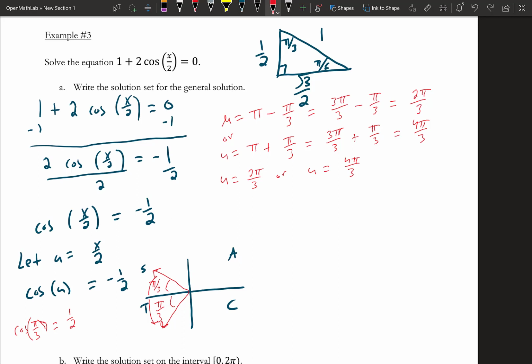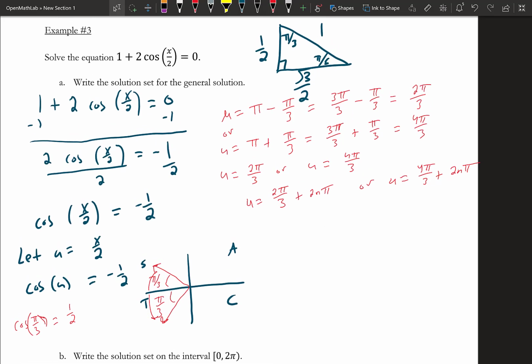So the general solution for u, since we're dealing with cosine, we would have to add 2n pi, because the period's 2 pi. So in general, we would have u equals 2 pi over 3 plus 2n pi, or u is going to be equal to 4 pi over 3 plus 2n pi, right? But again, we're not trying to solve for u here. We're just kind of a middleman. We want to solve for x.